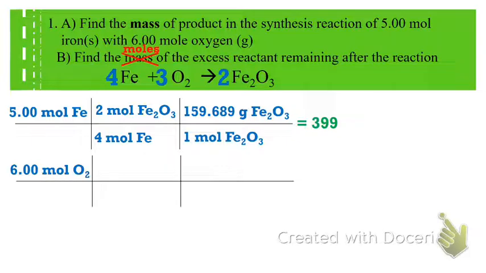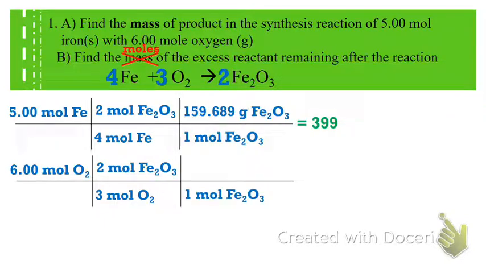So if oxygen's going on the bottom, then this time I'm going to be using those 3 moles of oxygen from our balanced equation, still putting the 2 moles of iron oxide on top, but it still asks for mass, so I'm still going to have to use this exact same molar mass as what I did in that top half. When we multiply across the top and divide across the bottom, that gets us 639 as our answer.